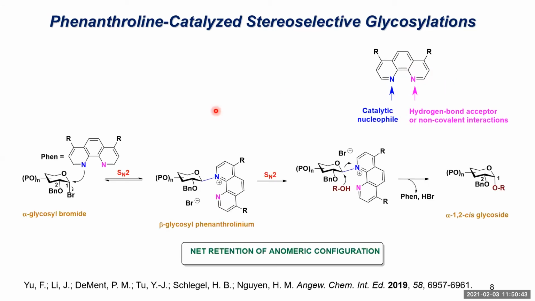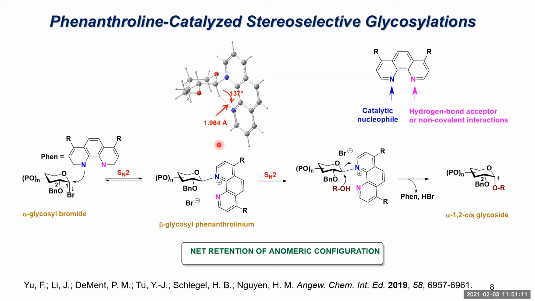So in our proposed mechanism, we have this phenanthroline displace the bromide in an SN2 fashion and give us this beta glycosyl phenanthrolinium intermediate. And this intermediate was detected by mass in the last paper. And also, DFT calculation suggested that the second nitrogen is hydrogen bonded to the anomeric proton.